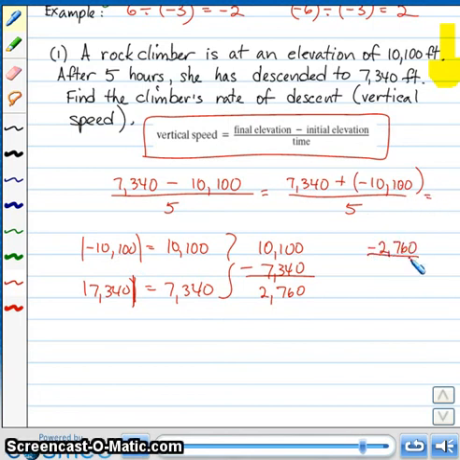2,760 divided by 5 hours, so it's feet divided by hours, so it's going to be feet per hour in terms of her rate. Notice a negative number divided by a positive number is negative, so that gives me negative 552 feet per hour. And that's her rate of climbing. Now notice the negative sign indicates that she's coming down or descending the mountain. Her elevation is decreasing with time.